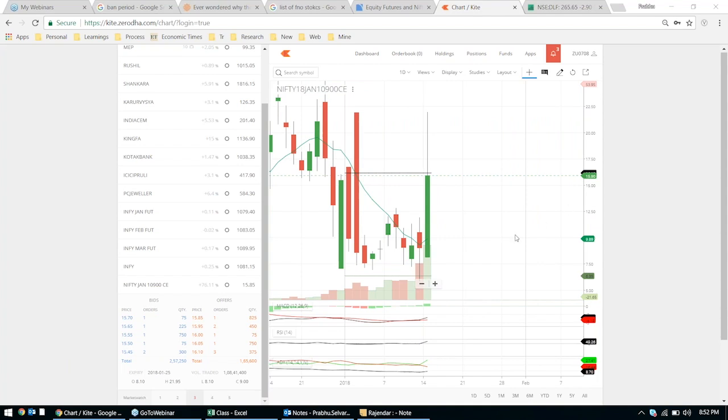Okay, next. Can we check option chart? Yes, you can check option chart. What is the upper circuit and lower circuit? There's no upper circuit, lower circuit here. We'll cover it later. Let us not bring that into this concept. We'll take it separately.